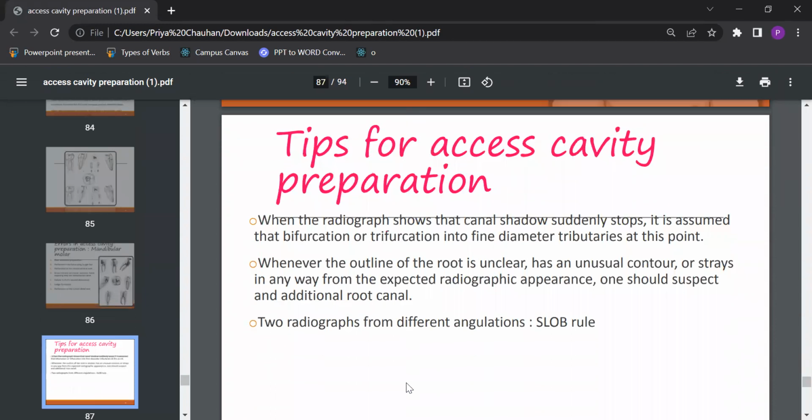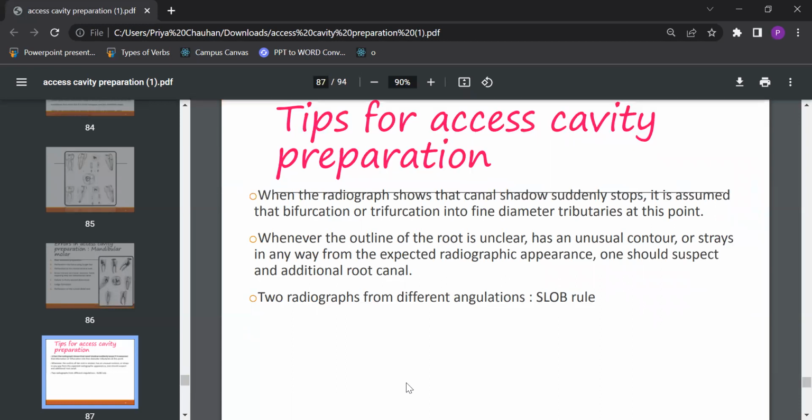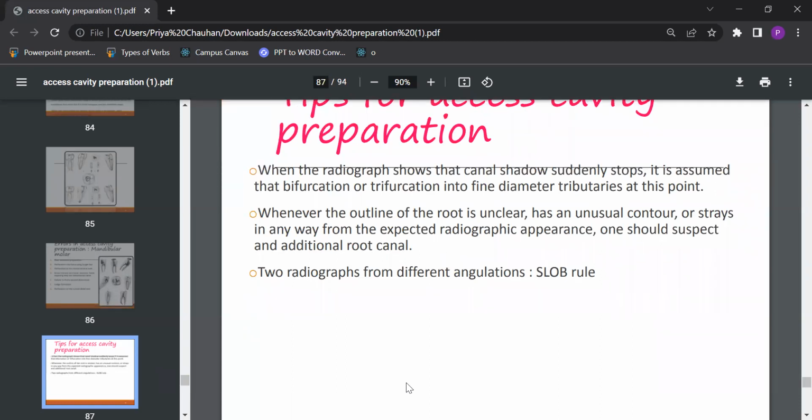Tips: this is very important. When the radiograph shows the canal shadow suddenly stops, it is assumed there is a bifurcation or trifurcation into fine diameter canals at this point. Whenever the outline of the root is unclear, has an unusual contour, or strays in any way from the expected radiographic appearance, one should suspect an additional root canal and take a radiograph from a different angulation.